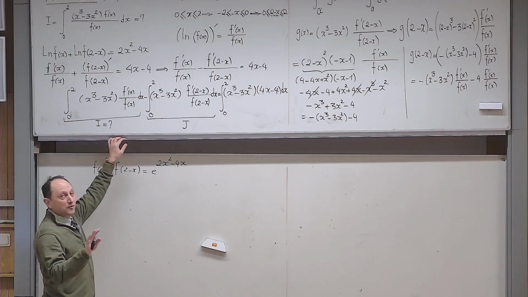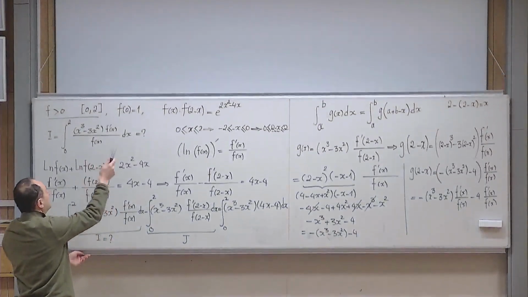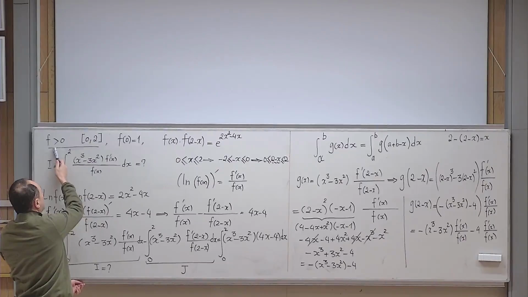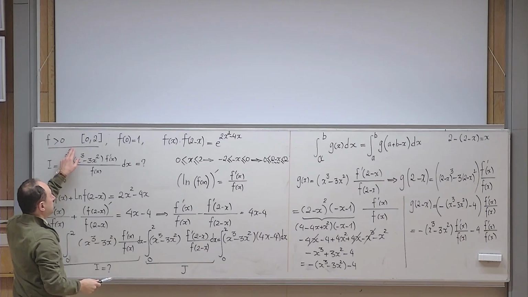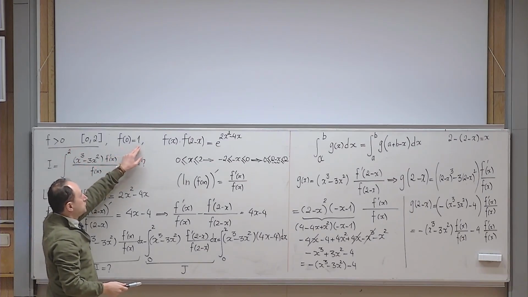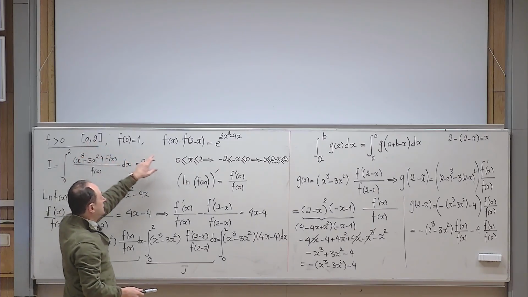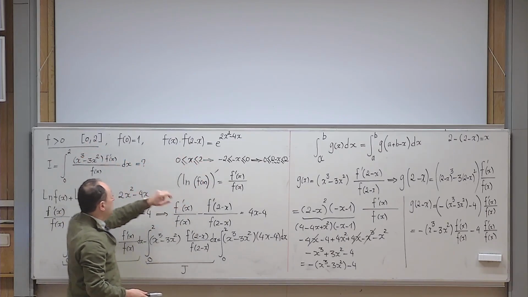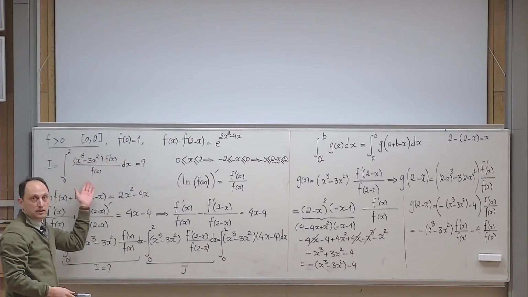I solved a problem, which is this one from Vietnam. A function which is positive on this closed interval is given. F of 0 is given to be 1, and for every number within this interval, this relation holds. We are supposed to calculate this integral.